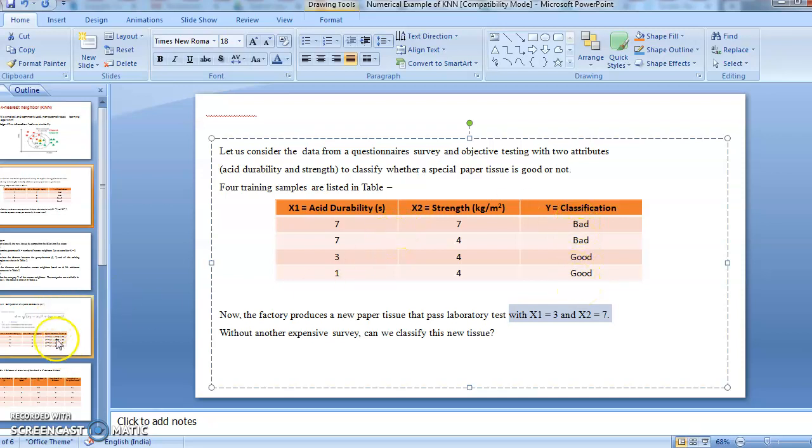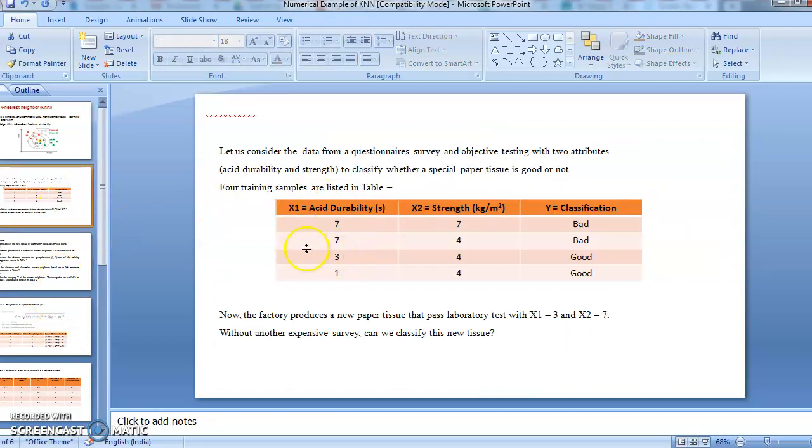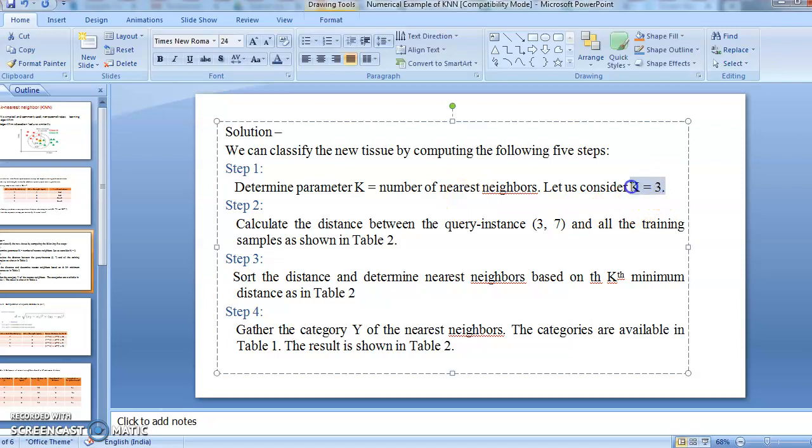So what we have done: first of all, you have to find how many data points you are going to consider as neighbors. Mostly, selection of an even number is not a good choice. If you select an even number for the neighbors, then there may be a tie. So one thing here: while selecting the neighbors, select an odd number. Even numbers may tie the answer.